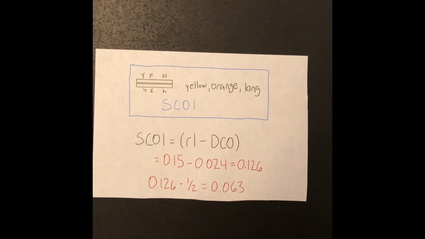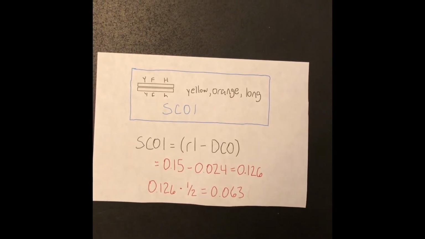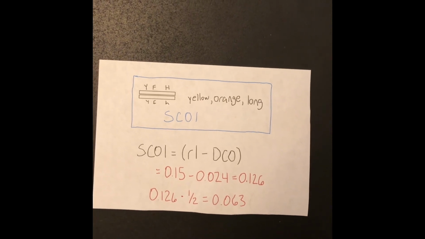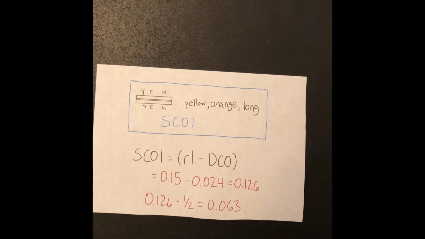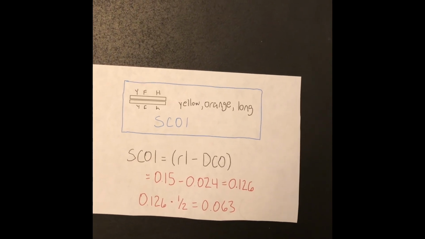The yellow-eyed, orange-furred, long-haired cat gamete, we know it is an SCO1, so we subtract R1 to DCO. So 0.15 minus 0.024, and we get 0.126. We then take this number and multiply by half, so we get 0.063.